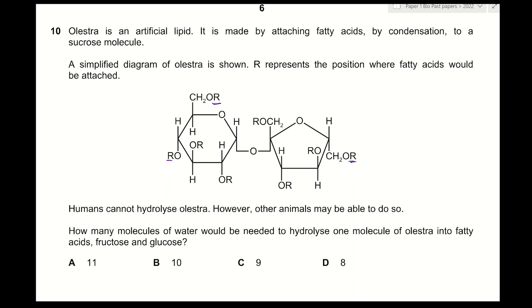Now, let's first see how many molecules of water would be needed to hydrolyze fatty acids. Here we could see many fatty acids present, which are represented by R. Therefore, 1 molecule is going to be needed to break the R here. Same with here, here, here. Therefore, just by the fatty acids, we have 1, 2, 3, 4, 5, 6, 7, 8 water molecules needed for just the fatty acids. Now, to hydrolyze the fructose and glucose, we need 1 water molecule in order to break the glycosidic bond between the fructose and glucose. Therefore, in total, we now have 9 water molecules. And the answer is going to be C.